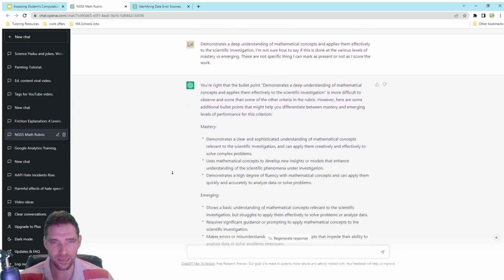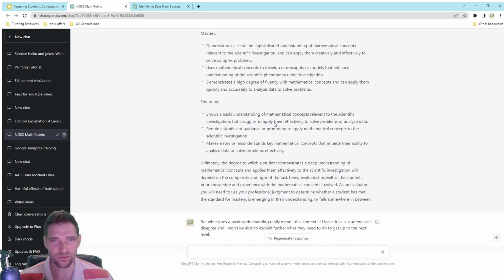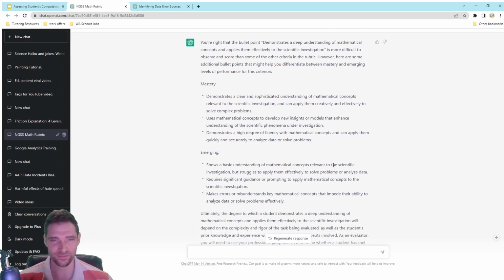It was really interesting because it was just giving me very broad things like demonstrating a sophisticated understanding of mathematical concepts. And I know my middle school students would push back if I said that they didn't show a sophisticated level and it was only a basic understanding. What is a basic versus a sophisticated level needs to be a little bit clearer than this language in here.